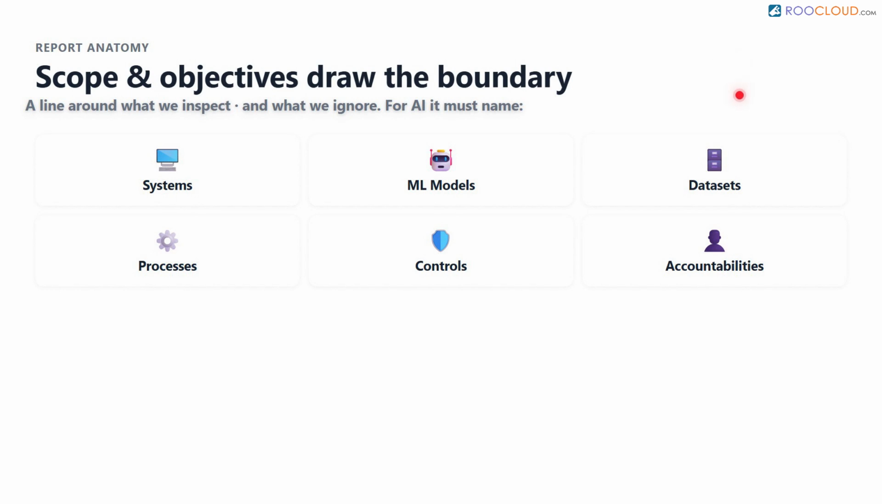In plain English, scope is simply drawing a boundary line around what we are inspecting and what we are ignoring. For an artificial intelligence audit, this boundary must explicitly outline several items. We must list the specific systems and individual machine learning models included in the review. We also document the exact data sets, examine the business processes involved, and the internal controls tested. Finally, the scope must detail accountabilities, meaning we clarify exactly which human beings or departments are responsible for these systems.